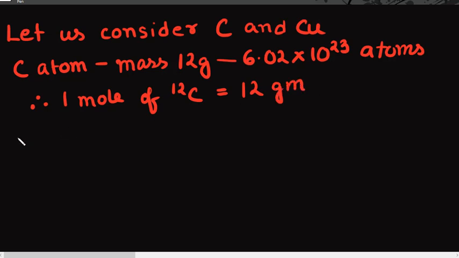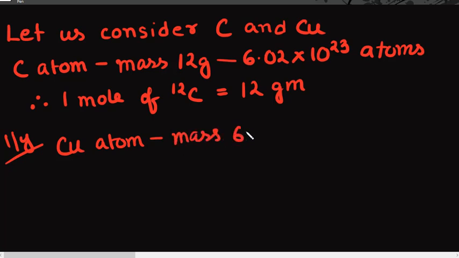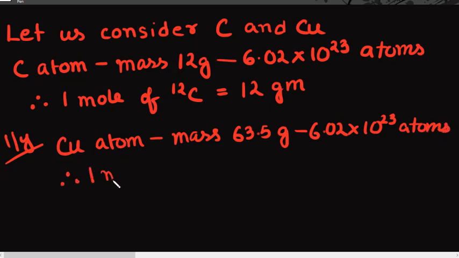Similarly, a copper atom whose mass is 63.5 gram contains 6.02 into 10 to the power 23 atoms. Therefore, we can say 1 mole of copper is equal to 63.5 gram.